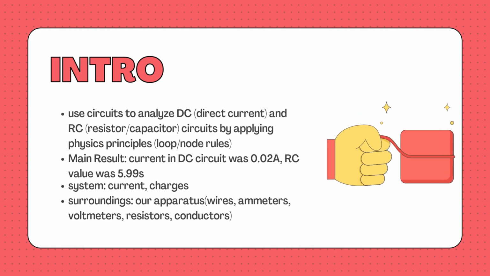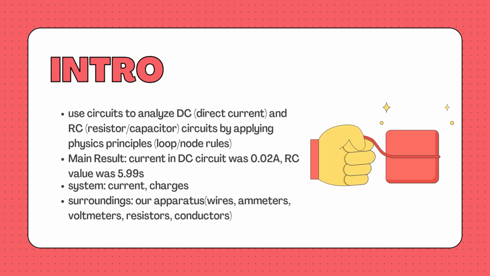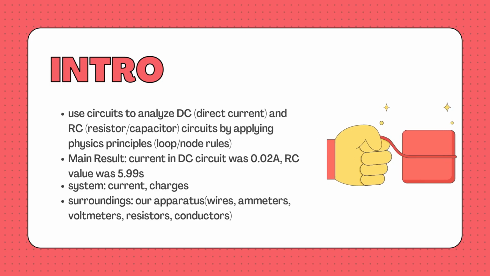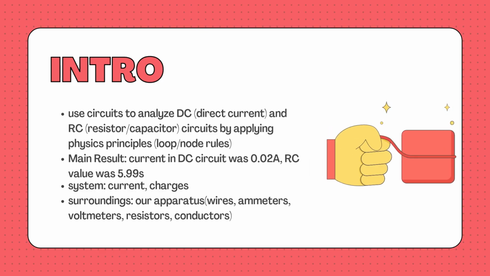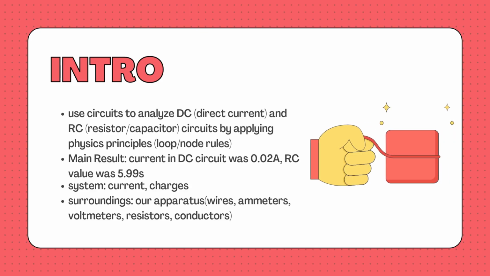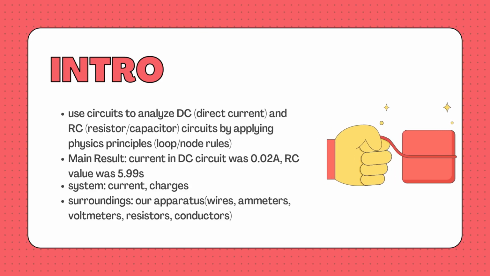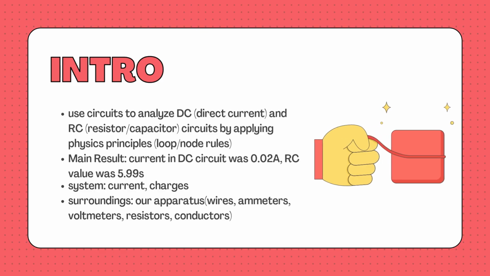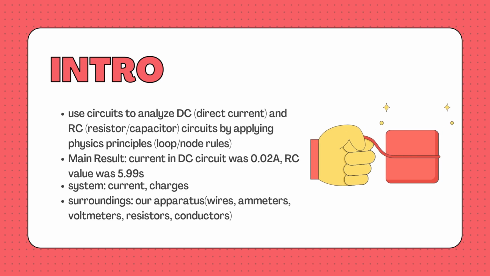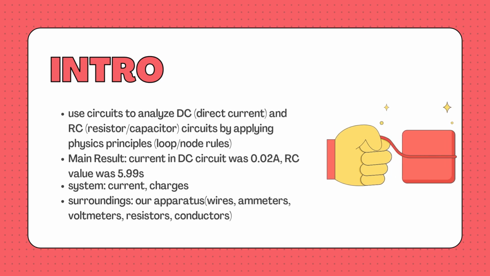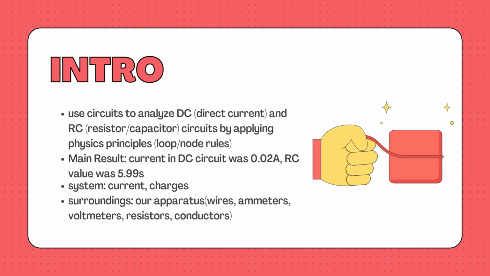So, in this lab, we used circuits to analyze DC or direct current and RC or resistor capacitor circuits by applying physics principles like loop and node rules. Our main result was that the current in the DC circuit was 0.02 amps and the RC value was 5.99. Our system was the current and its charges, while our surroundings were our apparatus, or the wires, ammeters, voltmeters, resistors, conductors, etc.